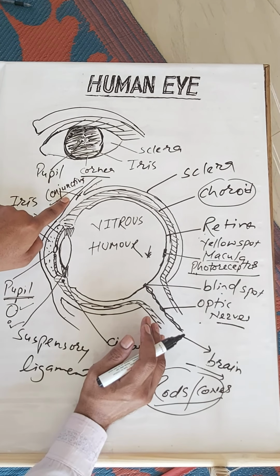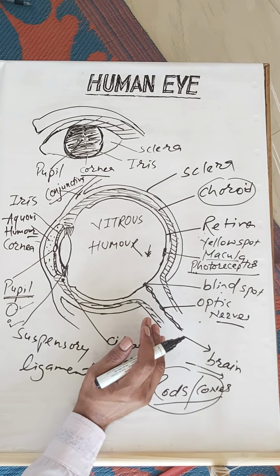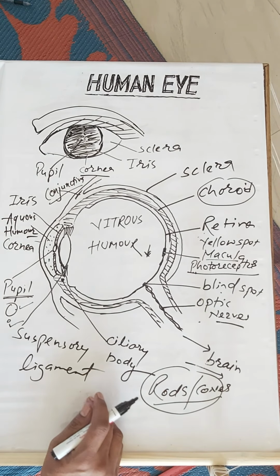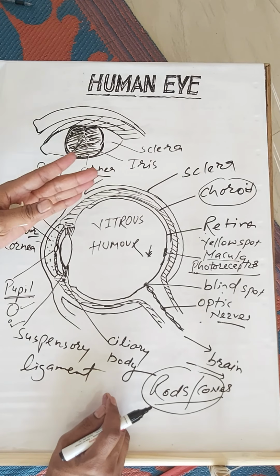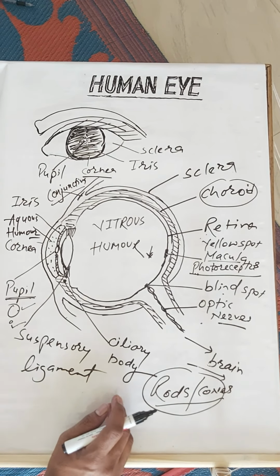It provides the lubrication. Okay, in this way here we have learned about the structure and functions of different parts of human eye. Thank you.